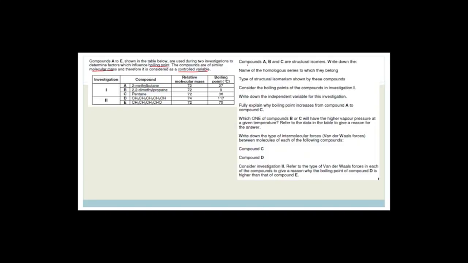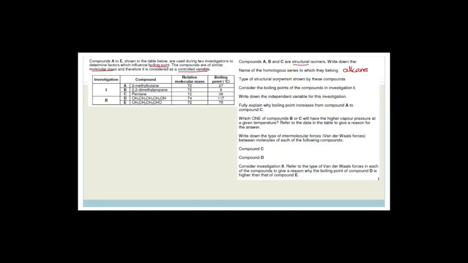Now it says, compounds A, B, and C are structural isomers. Okay, do you see 2-methylbutane, 2,2-dimethylpropane, and pentane? And they say they are structural isomers. Name the homologous series to which they belong. Well, this is a butane, that's a propane, and that's a pentane. So I'm really hoping you guys all know that this is an alkane, okay?